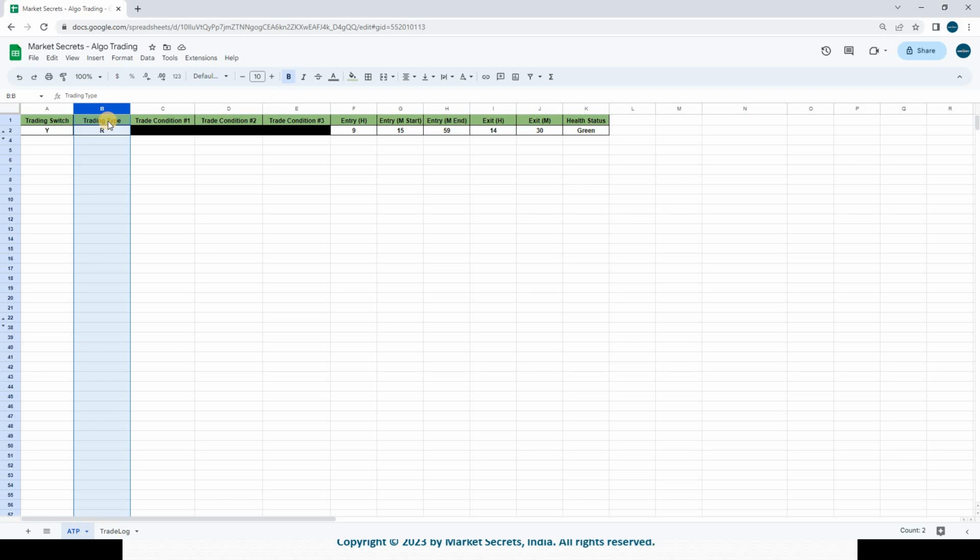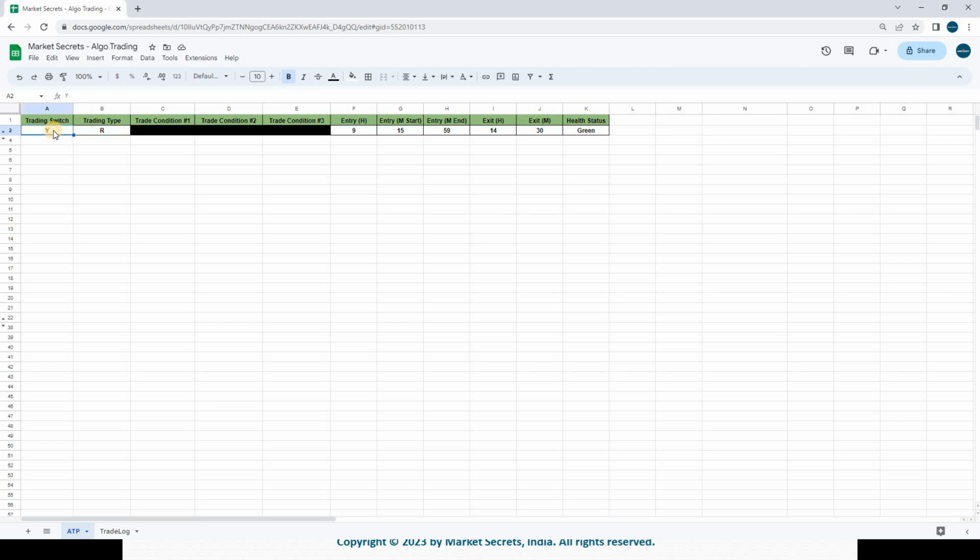This option can be used to control the type of trading that you want to do. Using this option, you can instruct the bot to perform either real trading in your trading account or just paper trading without any real money. If you set this field to capital R, you're instructing your trading bot to do real trading in your trading account. If this field has the value R and the trading switch is turned on, that is, this is set to Y and this is set to R, it will trade using the real money on that particular day.